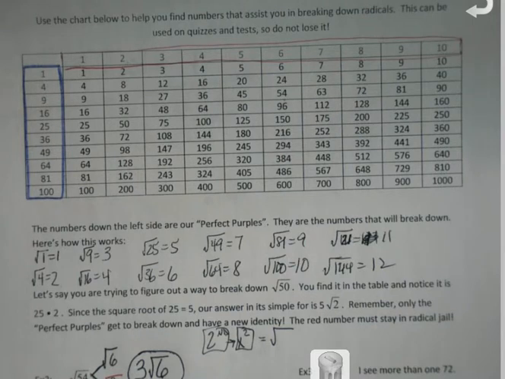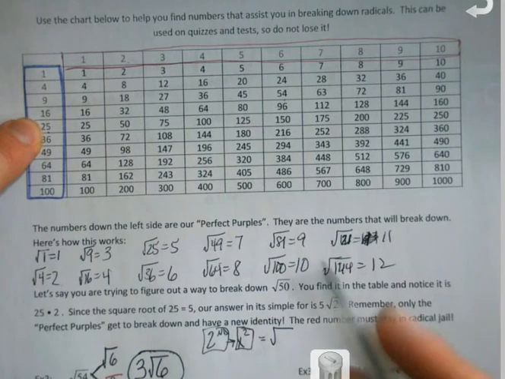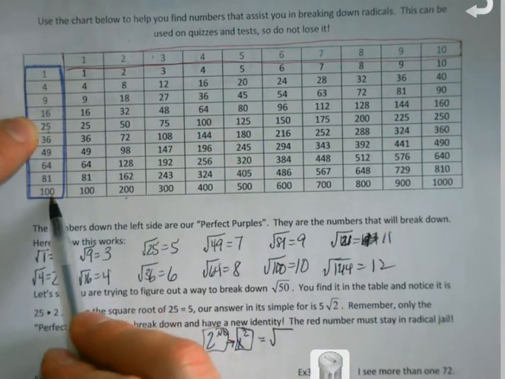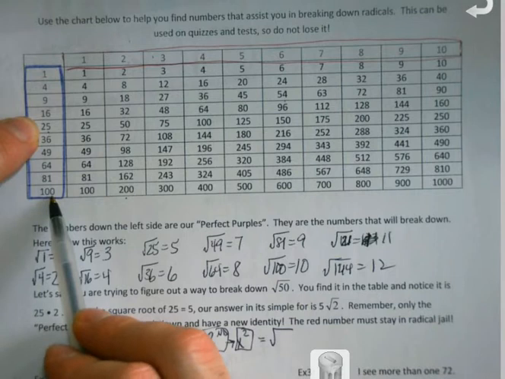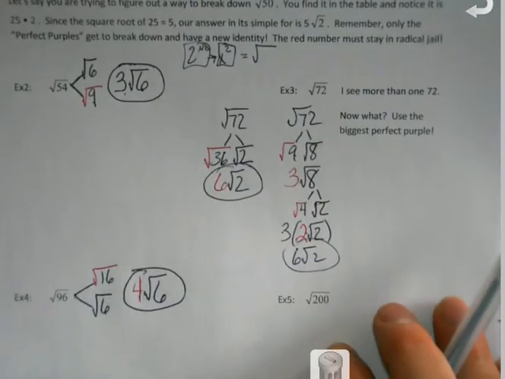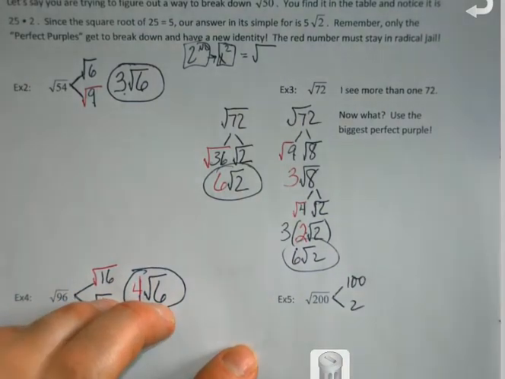100 and 2. Which one do I want to use? So I've got 25 and 8, where 25 is my perfect square. Or I've got 100 and 2, where 100 is my perfect square. Which one do I want to use? 100, because I always want to use the bigger one, because otherwise I got to do twice as much work. So we're going to go for 100, and we're going to go for 2.